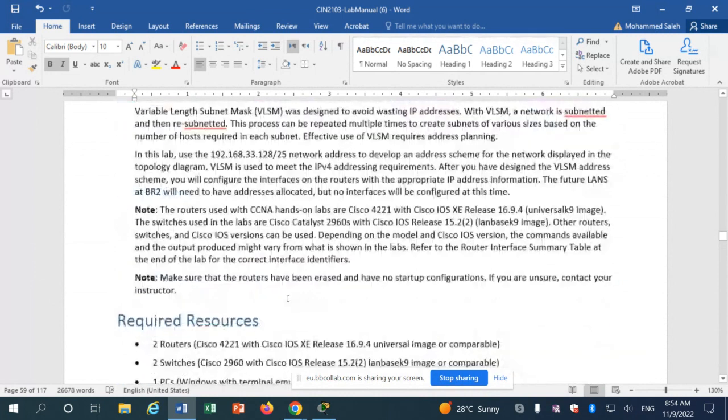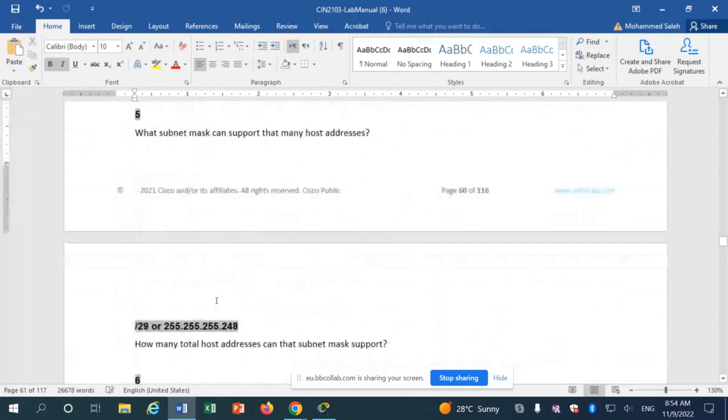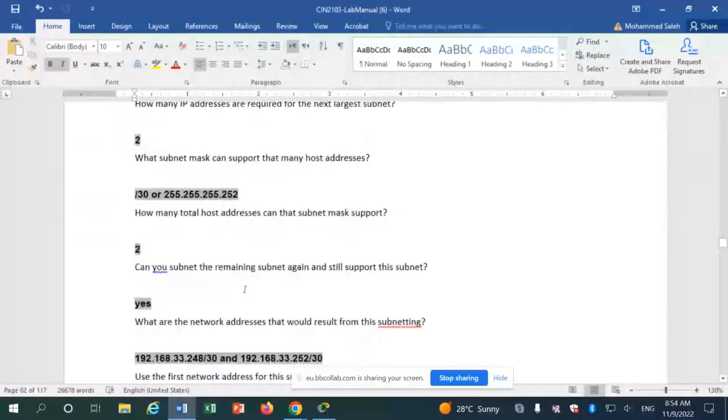So for this one, how many hosts do we need? 2. I think I gave you a hint about this before. I told you they usually use this for the link between 2 routers. And to get only 2 hosts, how many bits do you need to borrow? 2. So what will be your prefix? /30. How many network bits are remaining? 6. Okay, very good. What is the available number of hosts? 2 to the power of 2 minus 2. Are we wasting any hosts?